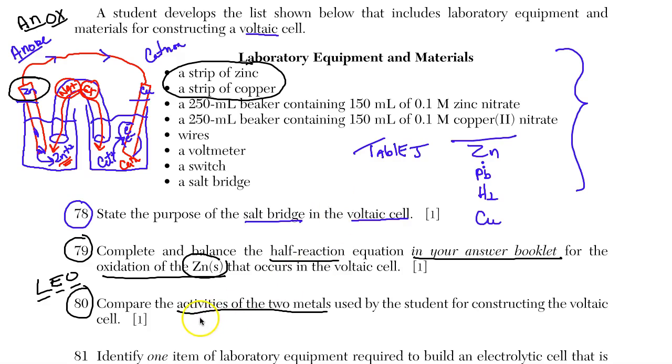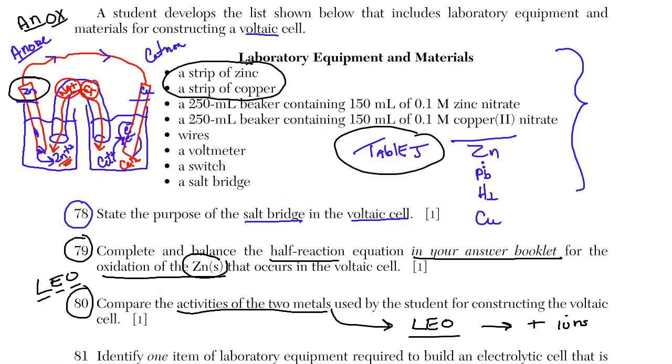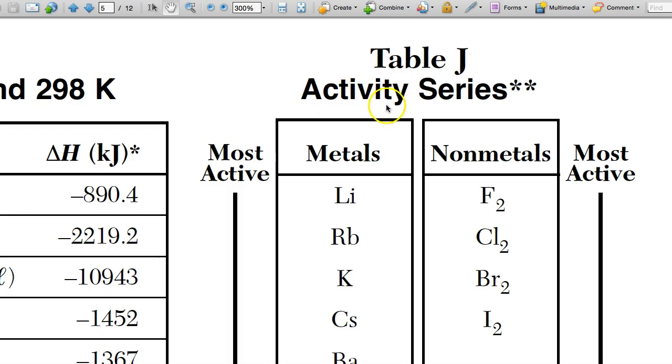So to see which one is more active as a metal, what do metals do? Metals lose electrons, and when they do so, they oxidize and become positive ions. Who's better at doing this? Well, there's a table, Table J. Notice Table J is the activity series, and the most active metals are on top. They have the greatest ability to lose their electrons and oxidize. So lithium is the best at it.